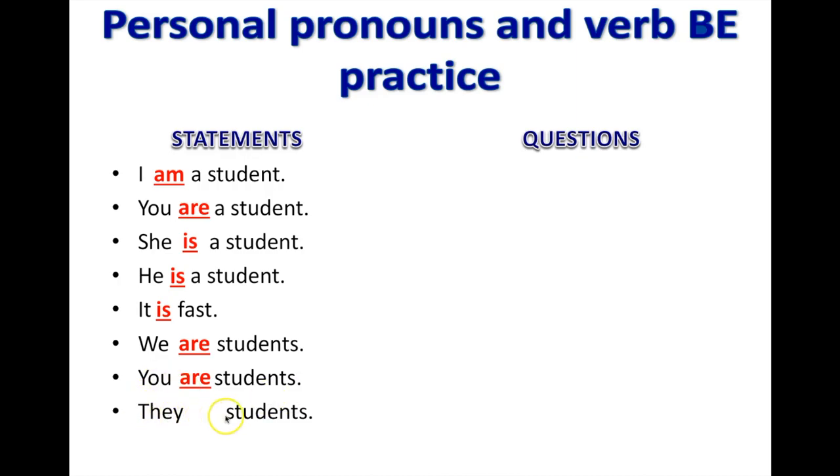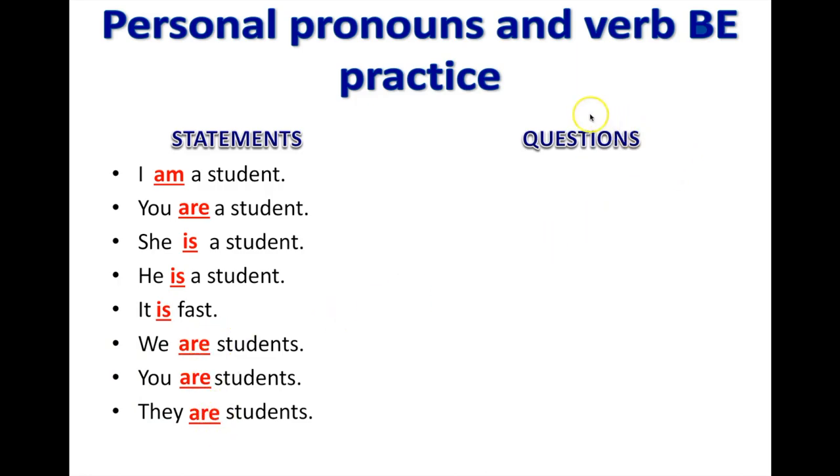How about the last one? They, students. They are students. Very good student. You're good. You see here, R, M, is. Remember R, M, is? You see? These three guys, they have the same form of the verb be, is. And then the plurals, they have are.